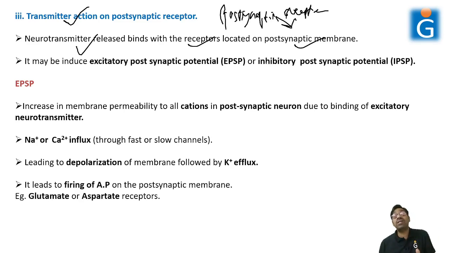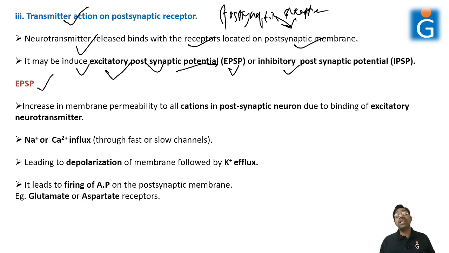It is going to cause either excitation of the postsynaptic neuron or inhibition of the postsynaptic neuron. It can induce an excitatory postsynaptic potential, called EPSP, or an inhibitory postsynaptic potential. Means either it may have an excitatory effect or it may have an inhibitory effect. Let us see what an excitatory postsynaptic potential actually is.